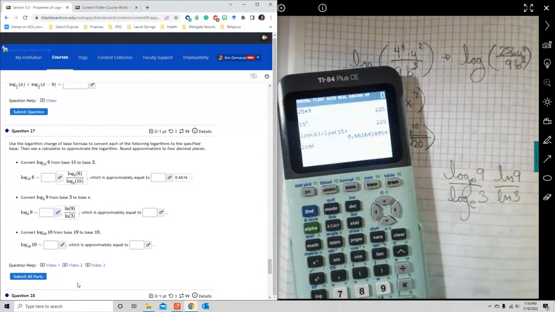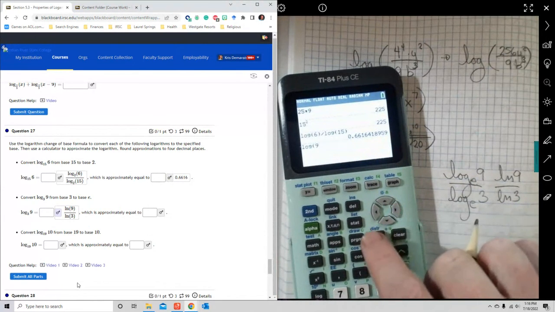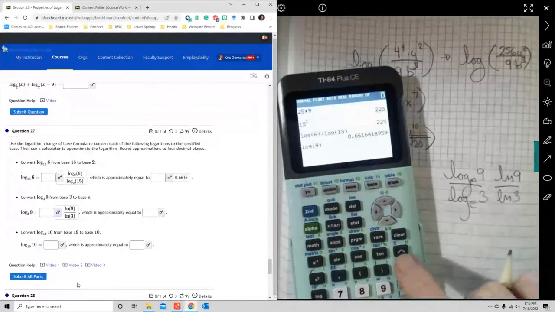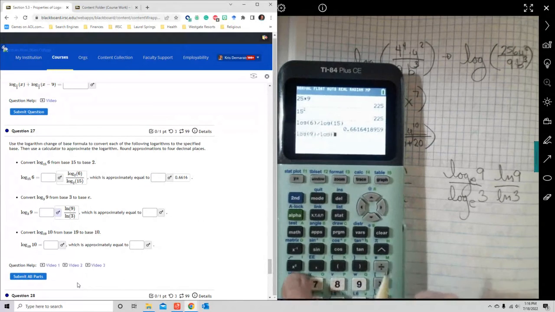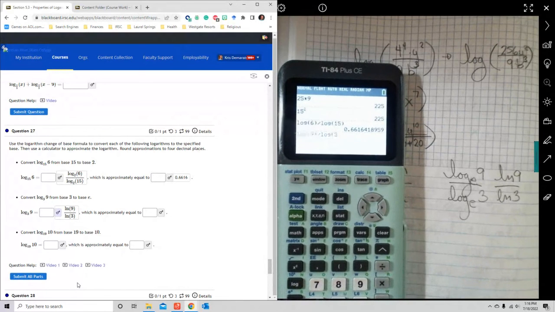And watch this. It doesn't matter if I take it with natural or common log. It doesn't make a difference. And I'm going to prove that by showing it on the calculator here right now. I'm going to do it with log, right? And then I'm going to go ahead and do it with ln. Same exact answer.